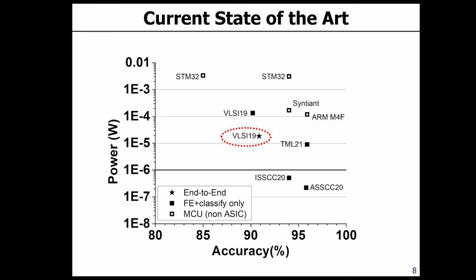So if you look at the end-to-end system, essentially the state of the art consumes about 10 microwatt, and the accuracy is around 90% or something, right? So that's kind of the state of the art in keyword spotting hardware design.